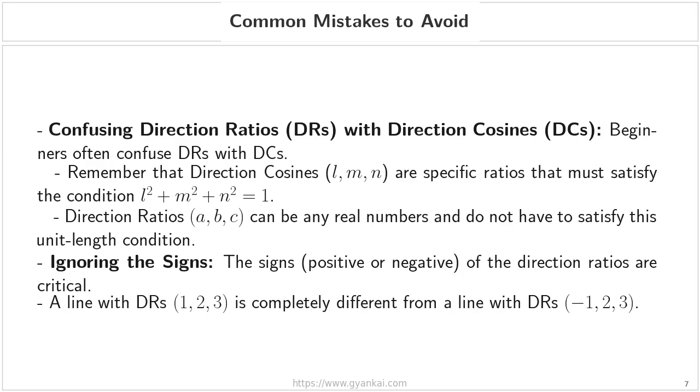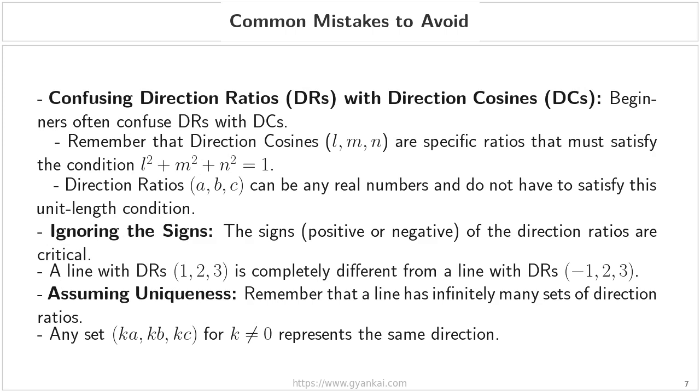Second, please be careful not to ignore the signs. In three-dimensional space, the direction is just as much about which way you are facing as it is about the magnitude. The positive or negative signs in your ratios are critical. For instance, a line with direction ratios of 1, 2, and 3 is pointing in a completely different direction than a line with direction ratios of negative 1, 2, and 3. A single sign change alters the entire orientation of the line in space.